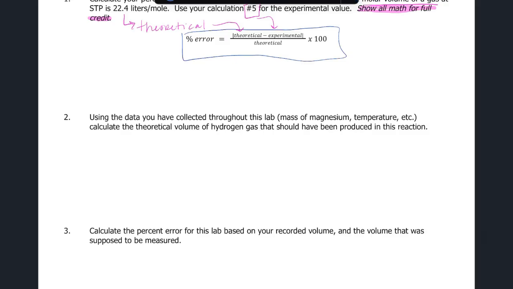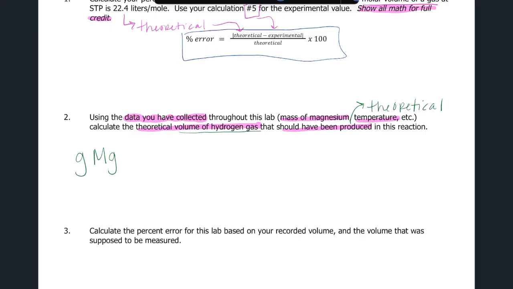Now we are going to use the data that you have collected throughout the lab, which is the mass of magnesium and the temperature and some other things, in order to calculate the theoretical volume of hydrogen gas that should have been produced. So anytime we think should have been produced, this is going to be our theoretical. So in order to start this, you're going to begin with the mass of magnesium. And what we're trying to get to is the volume of hydrogen.